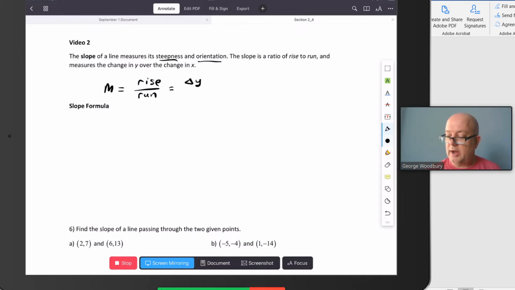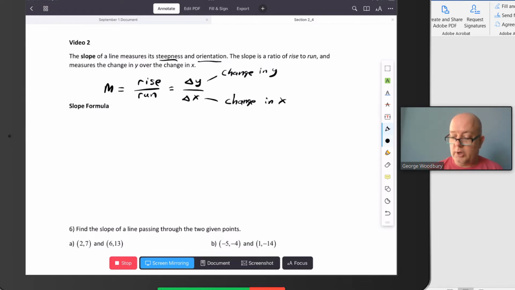The change in y, we write that way. That triangle is the Greek letter delta. We use delta for change. So delta y over delta x. And again, that's just the change in y over the change in x.